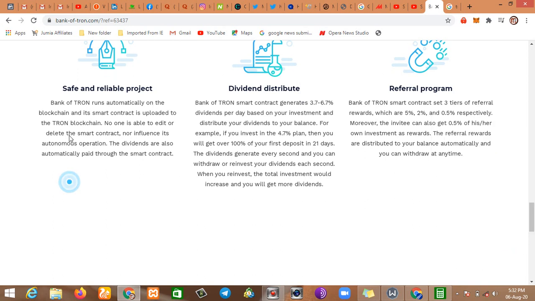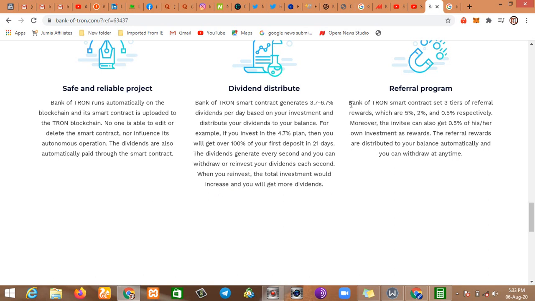Safe and reliable project. Bank of Tron runs automatically on the blockchain, and its smart contract is uploaded to the Tron blockchain. No one is able to edit or delete the smart contract, nor influence its autonomous operation. The dividends are also automatically paid through the smart contract. Dividend distributes. Bank of Tron smart contract generates 3.7 to 6.7% dividends per day based on your investment, and distributes your dividend to your balance. For example, if you invest in the 4.7 plan, then you will get over 100% of your first deposit in 21 days. The dividend generates every second. You can withdraw or reinvest your dividend each second. When you reinvest, the total investment would increase and you will get more dividends.